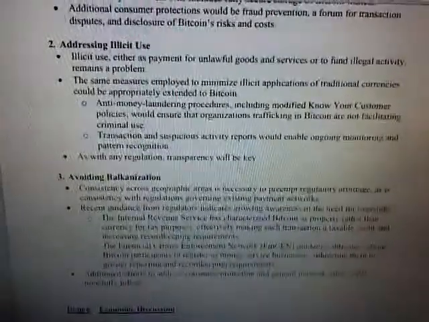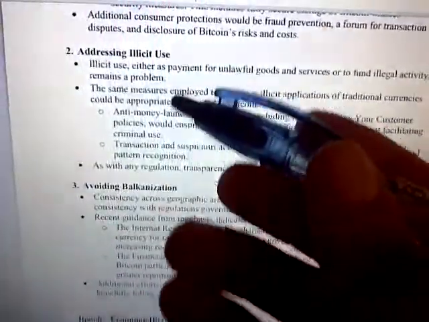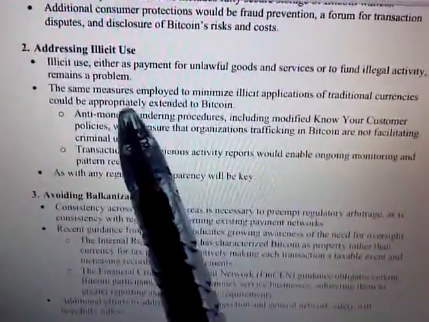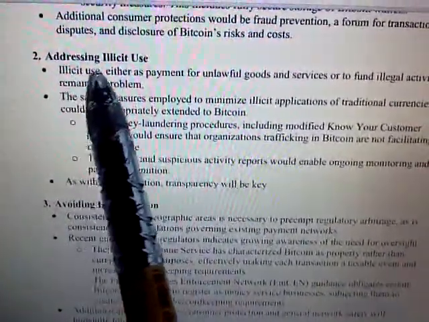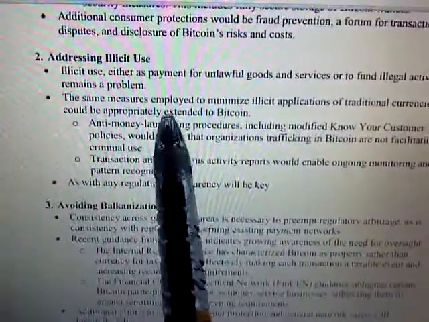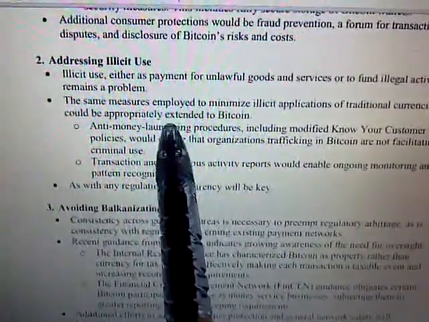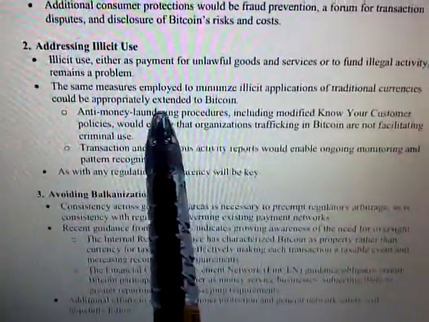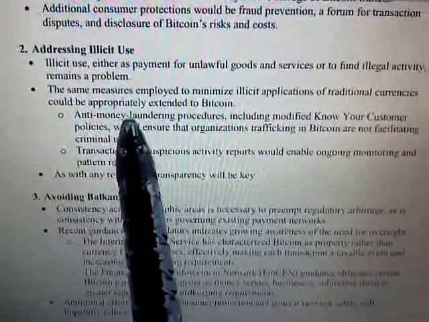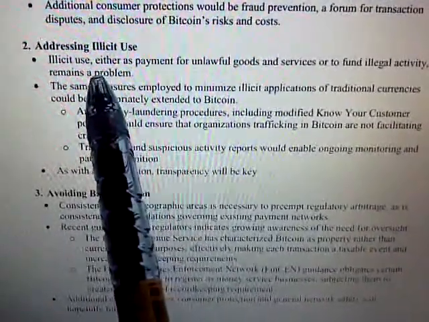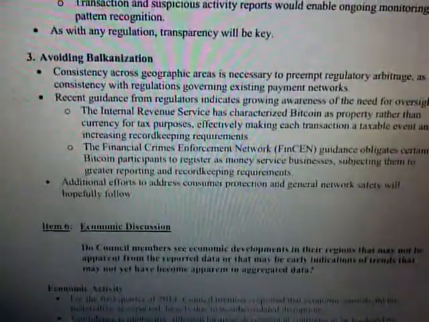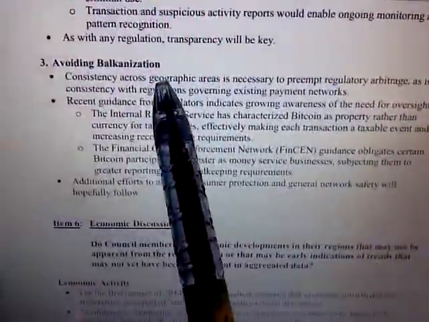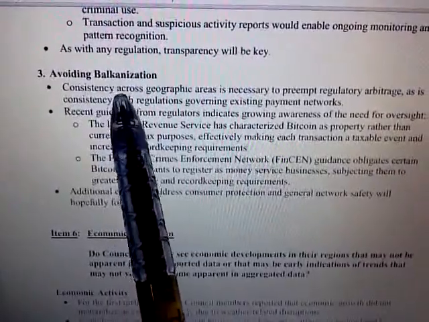this last part. They talk about addressing illegal use. It's kind of interesting. They address the illegal use of Bitcoin, but they never address the illegal use of the money they print, that they create. They never address their own problems. They address problems of other things. So, anyways, I'm going to talk about this last portion here, avoiding balkanization.